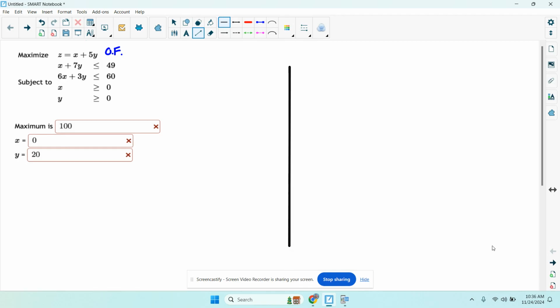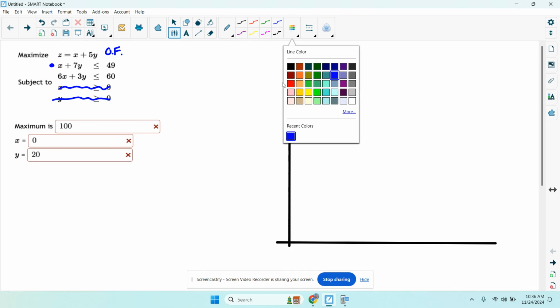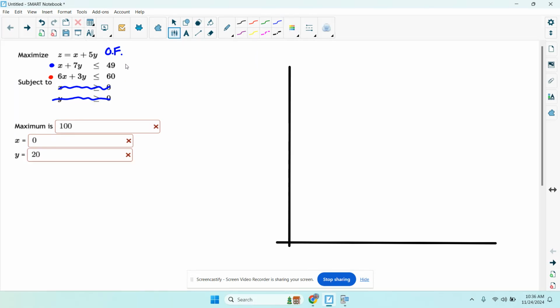So as soon as I see those, I can just kind of draw the first quadrant like that. And then I know I don't really need these anymore. So it's a matter of just graphing these two things and then finding the feasible region. So I'll do this first one in blue and then this second one in red. So if we do the first one, I'm going to graph it using intercepts.